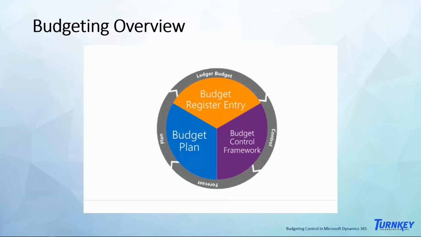Budget register entries basically are the lines that every year we as a company are going to be dropping into the system. Those lines will specify which accounts are going to be subject to our budget and how much money we will have available during an exercise.